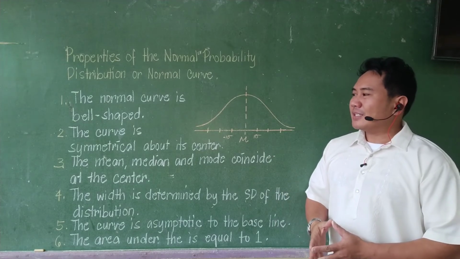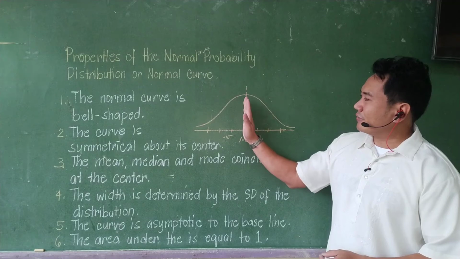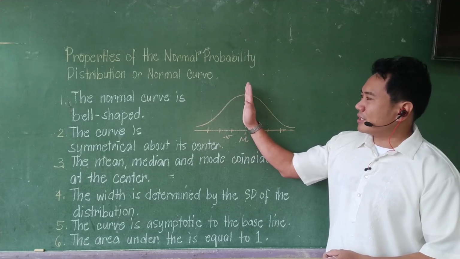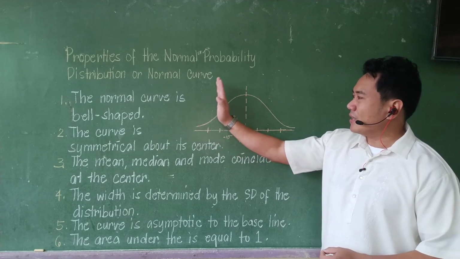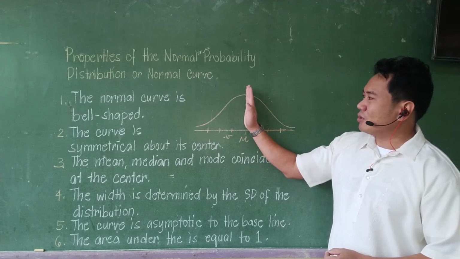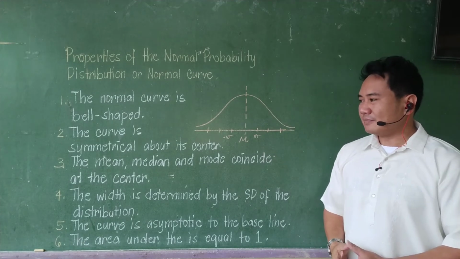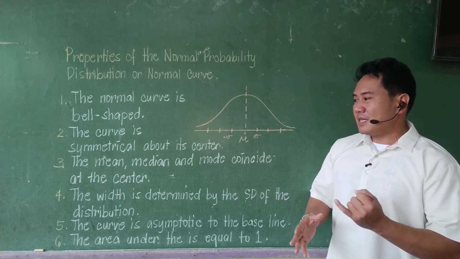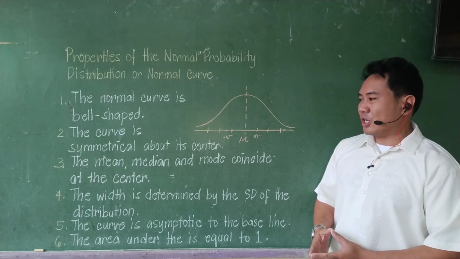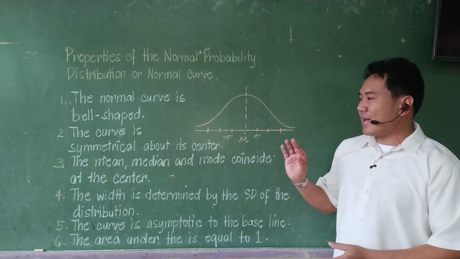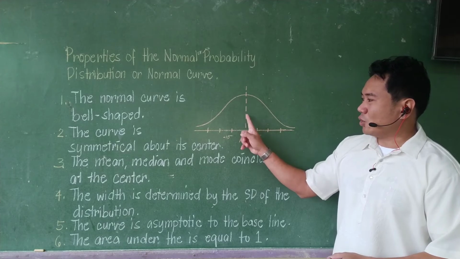Number 2, the curve is symmetrical about its center. This is the center of the normal curve. 50% of the distribution lies on the left side of the bell shape, and 50% of the distribution lies on the right side of the bell-shaped curve. Number 3, the mean, the median, and the mode coincide at the center. You will find those three averages on this broken line, the center of the normal curve.